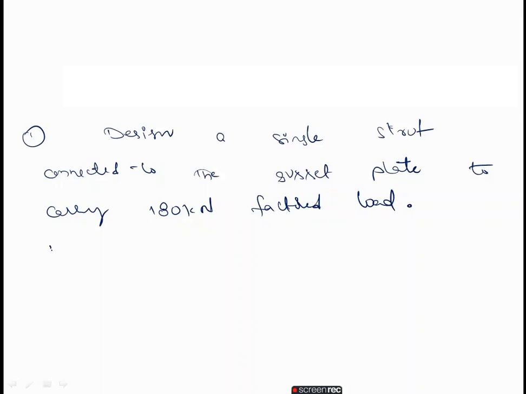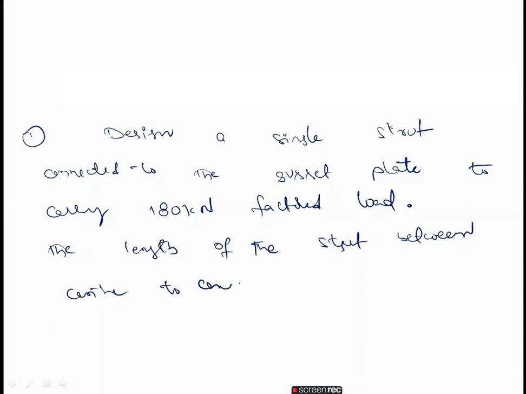Okay, the length of the strut. So all of you note down this problem. Length of the strut between center to center connection is 3 meters. Okay, so this is the problem.